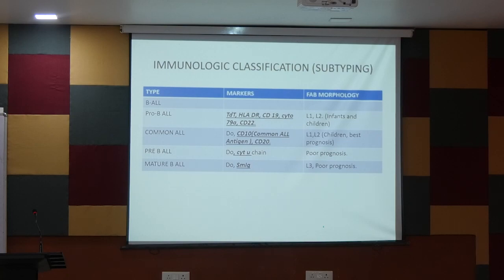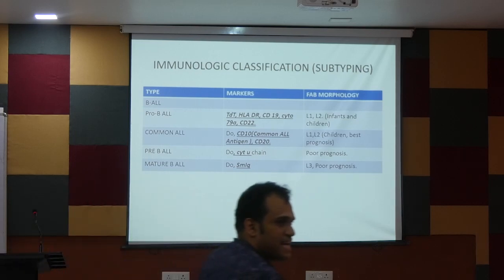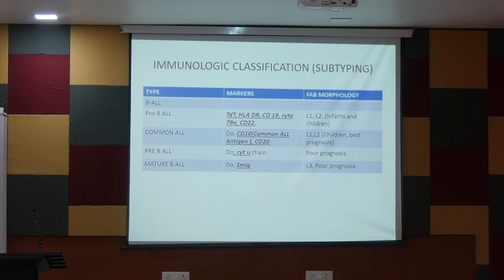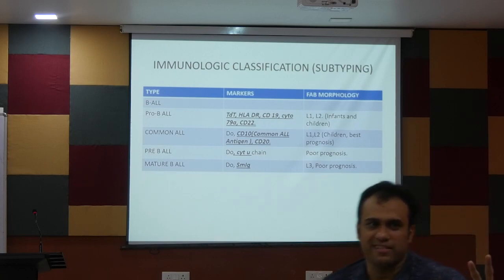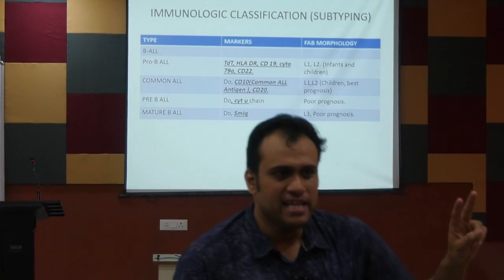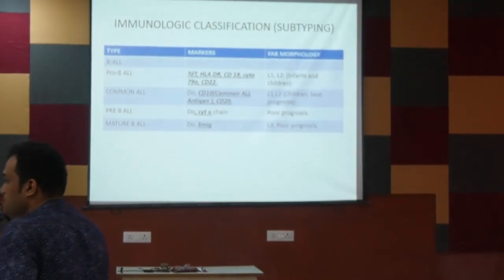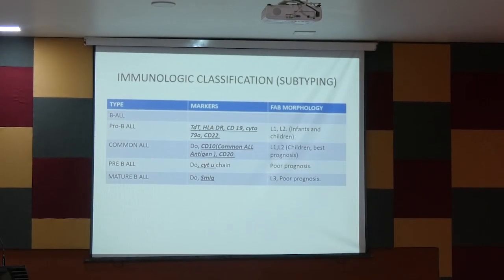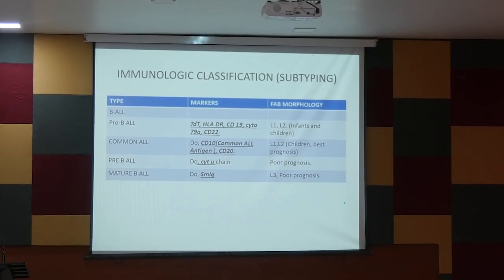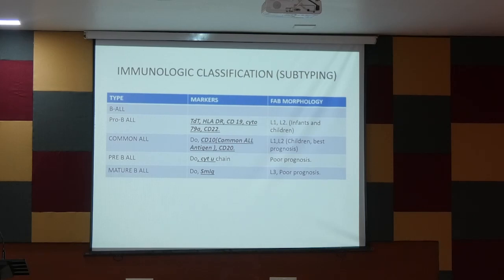B-ALL is immunologically subclassified into pro-B-ALL, common ALL, then pre-B-ALL, and the last one is mature B-ALL. So the first two have better prognosis as compared to the others. The last two, that is pre-B-ALL and mature B-ALL, have poor prognosis. They belong to the poor prognostic category.